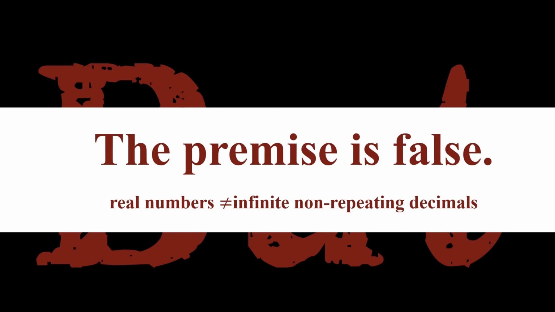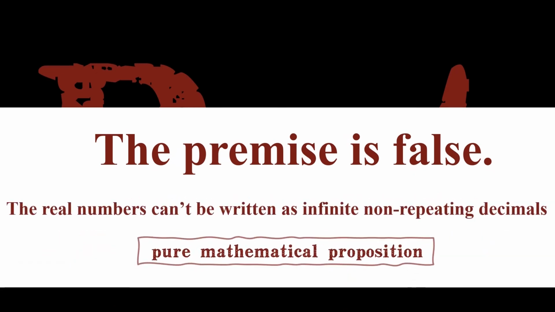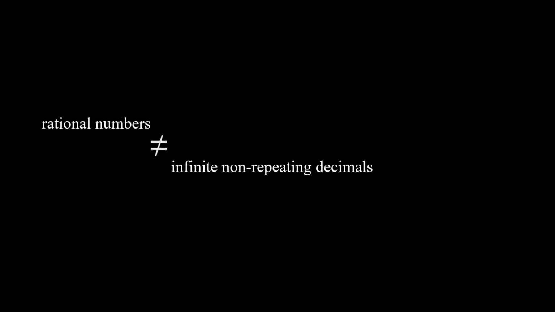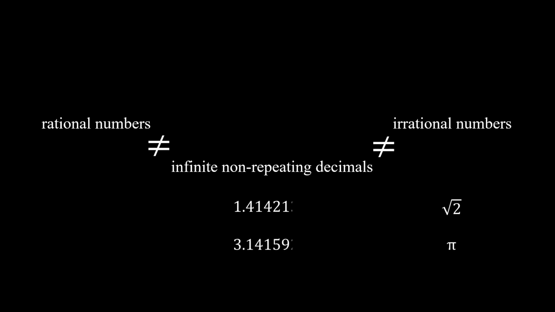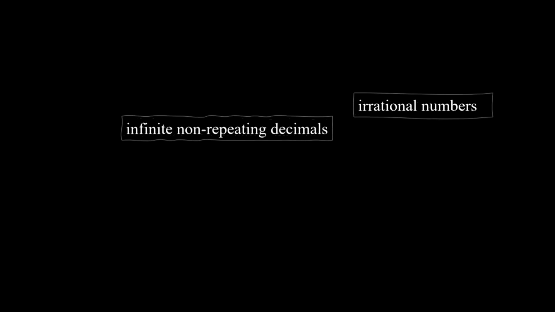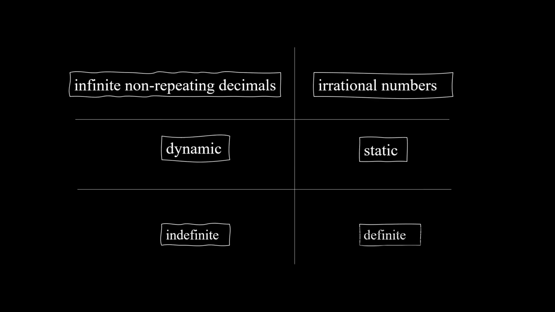The real numbers can't be written as infinite non-repeating decimals, because the proposition that we want to demonstrate is a pure mathematical proposition, but not an applied mathematical one. As is known to all, the rational numbers aren't infinite non-repeating decimals. However, it should be noticed that the irrational numbers are only themselves and they aren't infinite non-repeating decimals either. The infinite decimals are dynamic numbers and indefinite numbers. But the irrational numbers are static numbers and definite numbers.